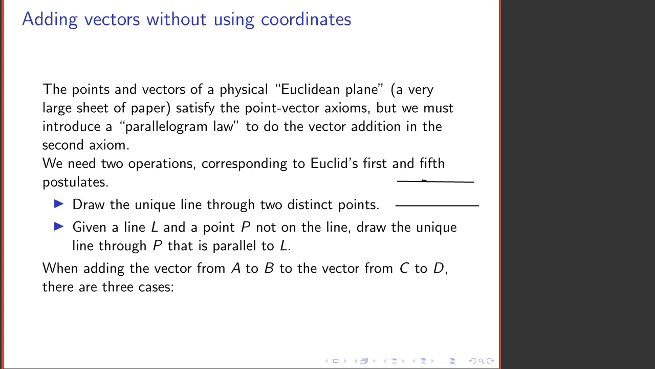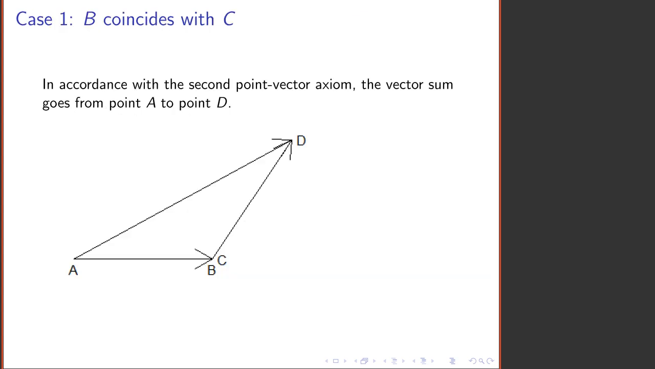So I now want to show you how I can accomplish vector addition with the aid of these two drawing implements. I want to add the vector AB to the vector CD, and there's one especially easy case, the one where the head of AB is the same point as the tail of CD. In this case, the axiom that I've already stated does the job. It says if I simply draw the vector from A to D, that is the vector sum V plus W.